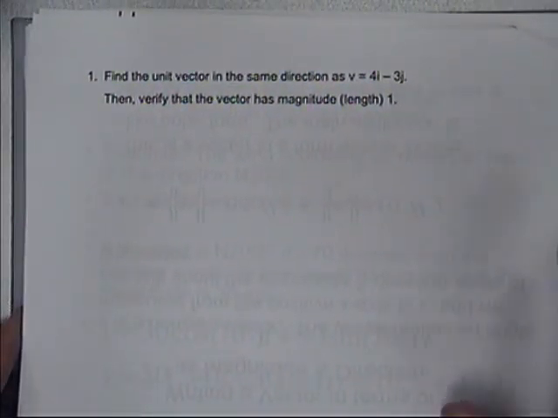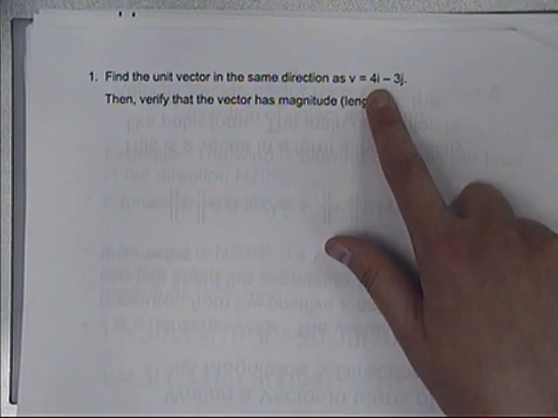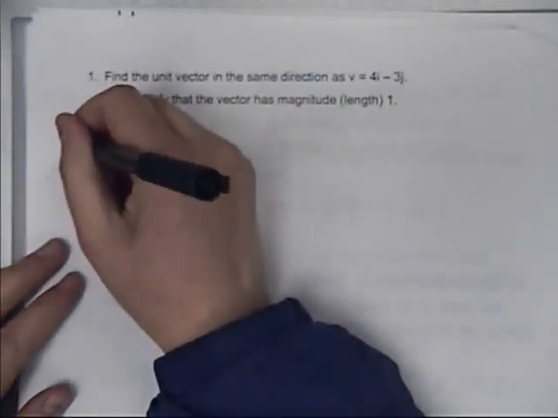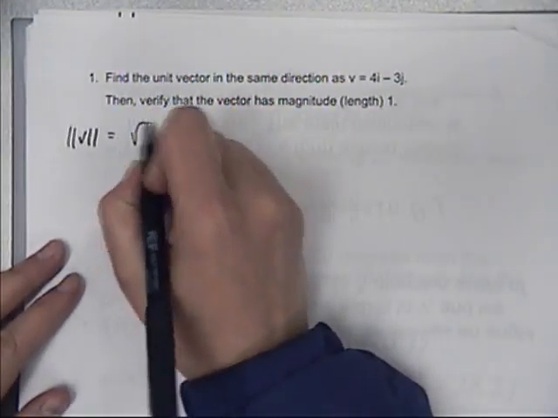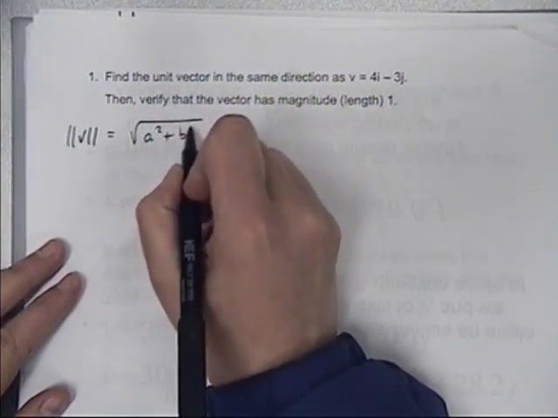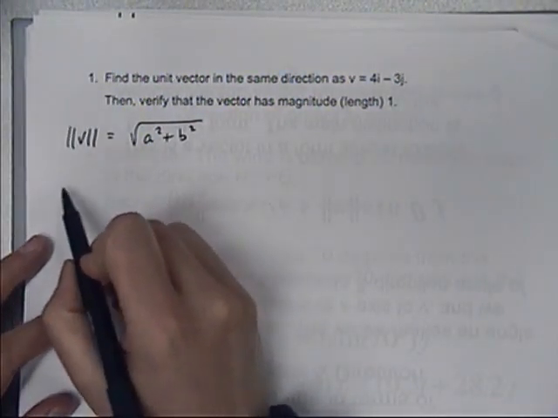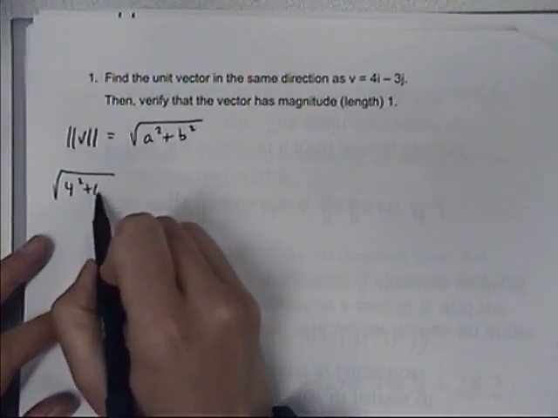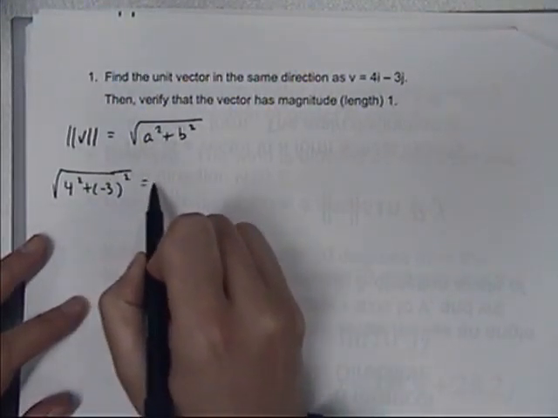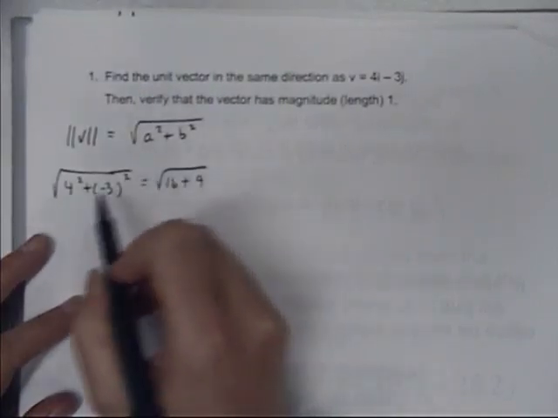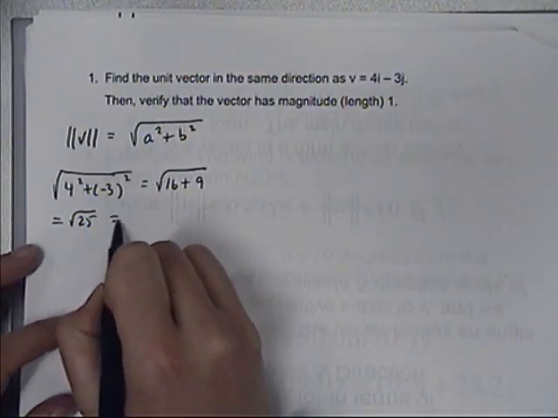Anyway, find the unit vector in the same direction as 4i minus 3j. Well, first of all, we have to find the length. The length of this vector v is the same as the magnitude, which is the square root of a squared plus b squared. So we would take the square root of 4 squared plus negative 3 squared, which is the square root of 16 plus 9, which is the square root of 25, or 5.